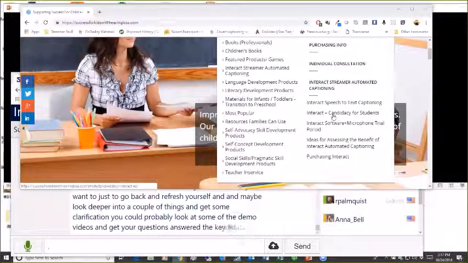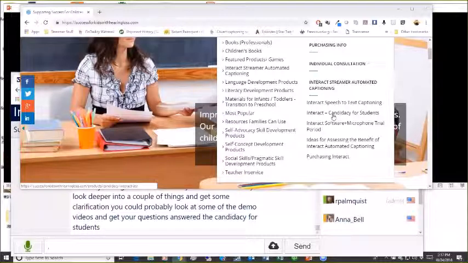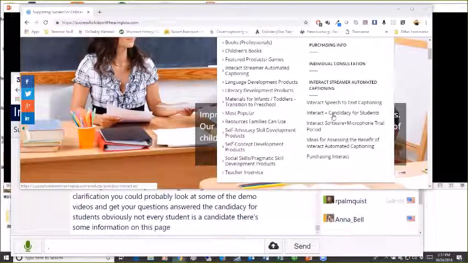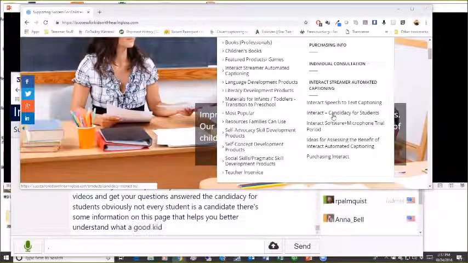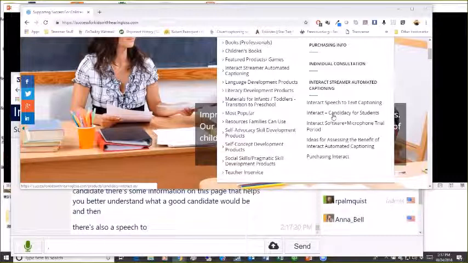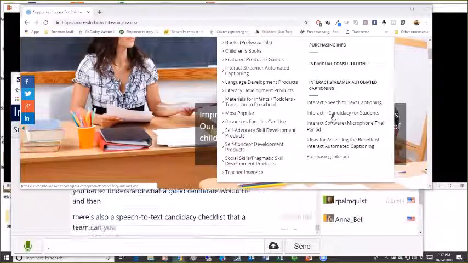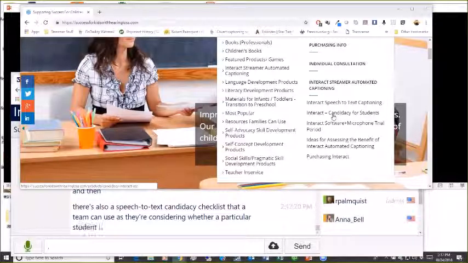The candidacy for students, obviously not every student is a candidate. There's some information on this page that helps you better understand what a good candidate would be. And then there's also a speech-to-text candidacy checklist that a team can use as they're considering whether a particular student is a good fit for this to try.